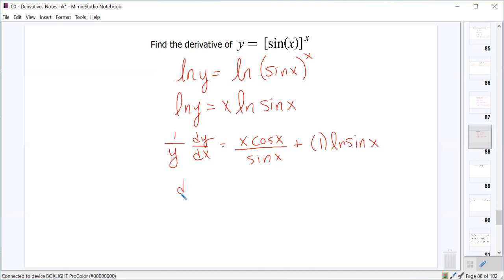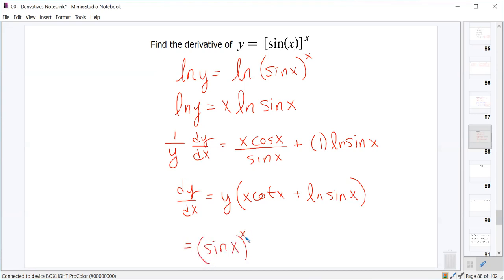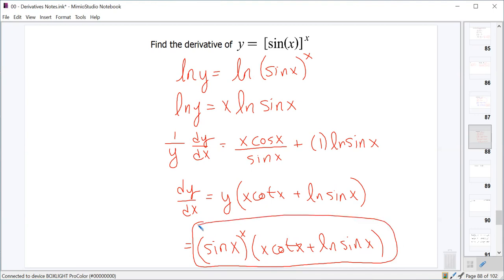And of course, as we did last time, we'll multiply by y. I'll rewrite cosine over sine as just cotangent. So I have x cotangent x plus natural log sine x all times y. And then I'll replace that y with the original function, sine x to the power of x. So we end up with sine x to the power of x times x cotangent x plus the natural log of sine of x. And that is how logarithmic differentiation works every single time, for a function being raised to the power of another function.